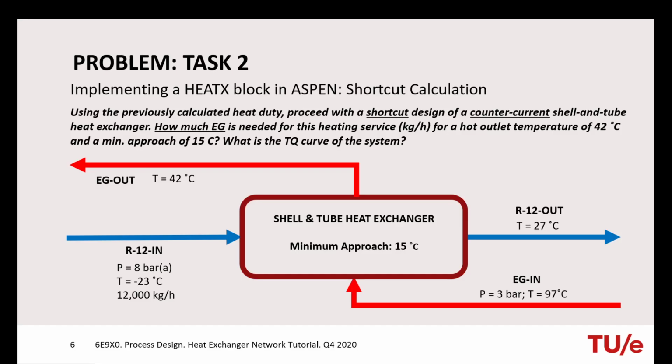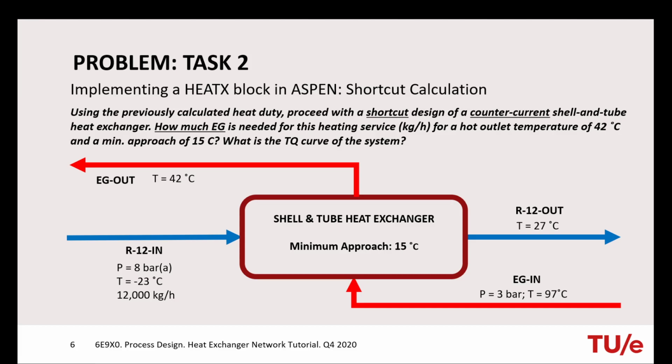Welcome everybody, this is tutorial 3 and now in this one we're going to be tackling task 2, which is about implementing a HeatX block in Aspen. So the question says that using the previously calculated heat duty, the 180 kilowatts that we calculated before, we need to proceed with a shortcut design of a counter-current shell and tube heat exchanger.